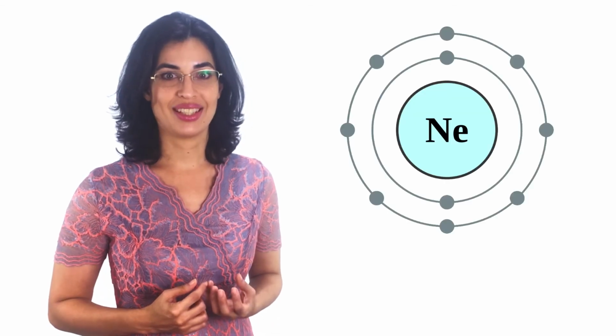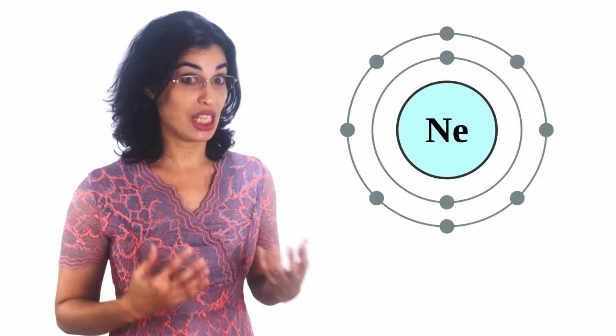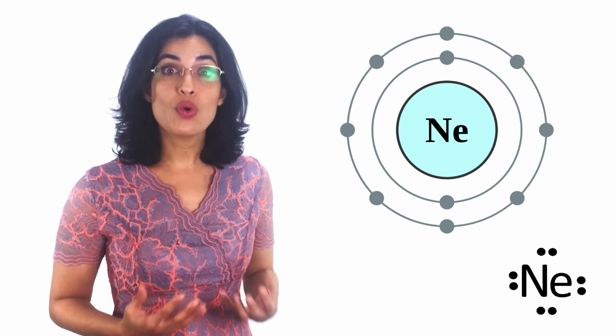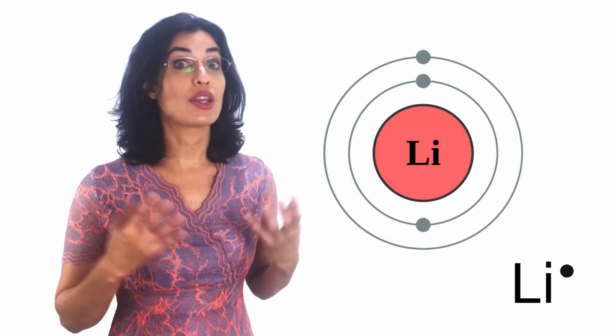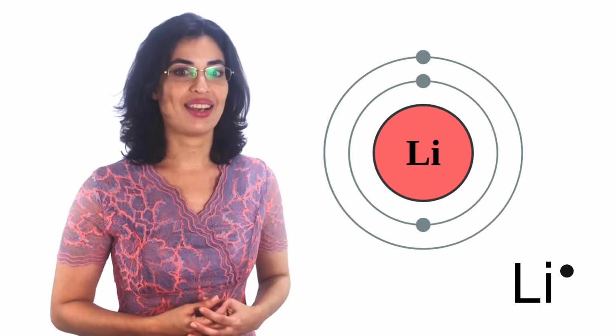A fun fact, a valence shell. The outermost ring of an atom is also known as the valence shell. It is the area where the valence electrons orbit around the nucleus. Some atoms, such as neon, have a full electron shell. Others, such as lithium, have an almost empty electron shell.